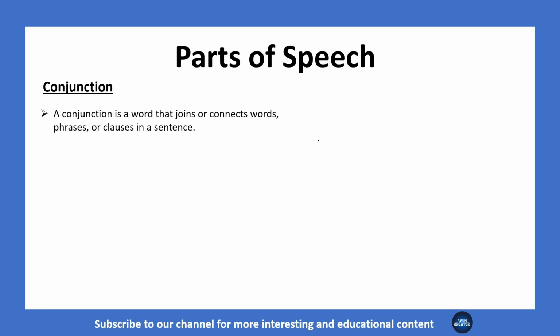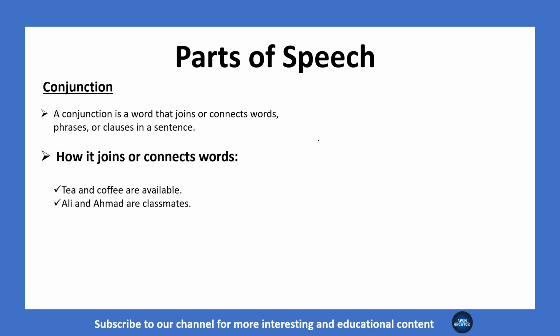As we mentioned in the definition, a conjunction is a word that connects or joins words, phrases, or clauses in a sentence. These words help us combine ideas and make our sentences clearer and more fluent. Now let's understand how a conjunction connects words with the help of examples. Here we have an example. Tea and coffee are available. In this sentence, the conjunction and connects the two words tea and coffee. Both are nouns, and the conjunction joins them to show that both items are available.